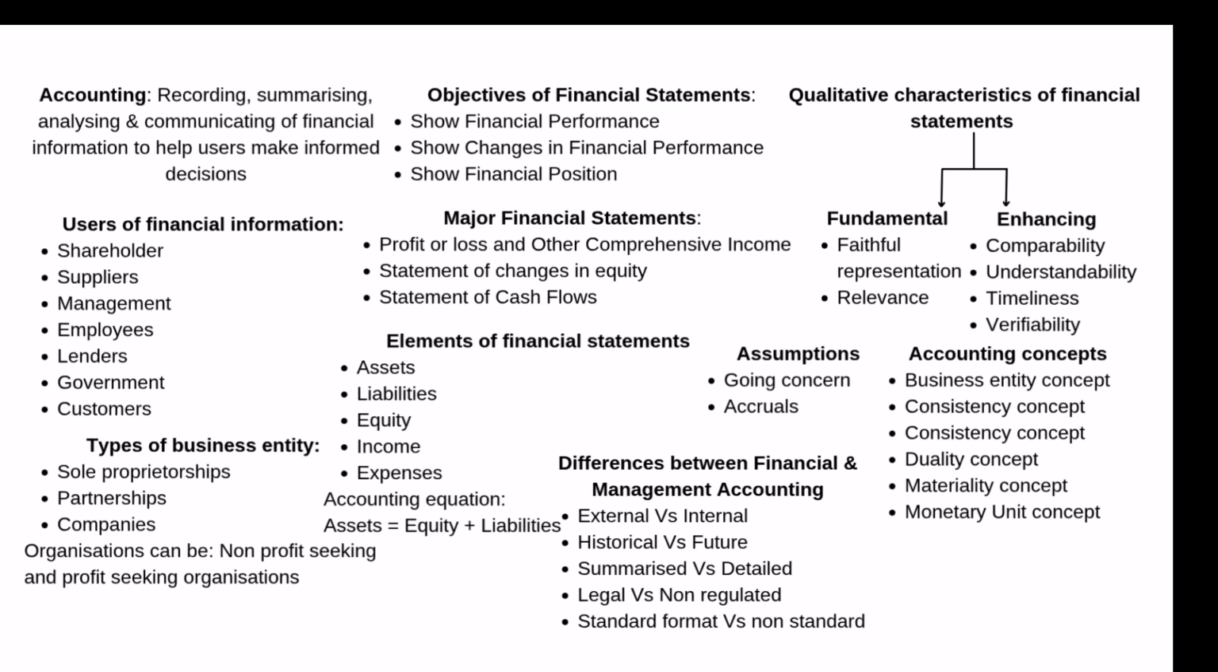There are several elements of financial statements, and these include assets, liabilities, equity, income, and expenses. Assets are the resources controlled by the entity as a result of past events and which are expected to result in inflow of resources embodying economic benefits.